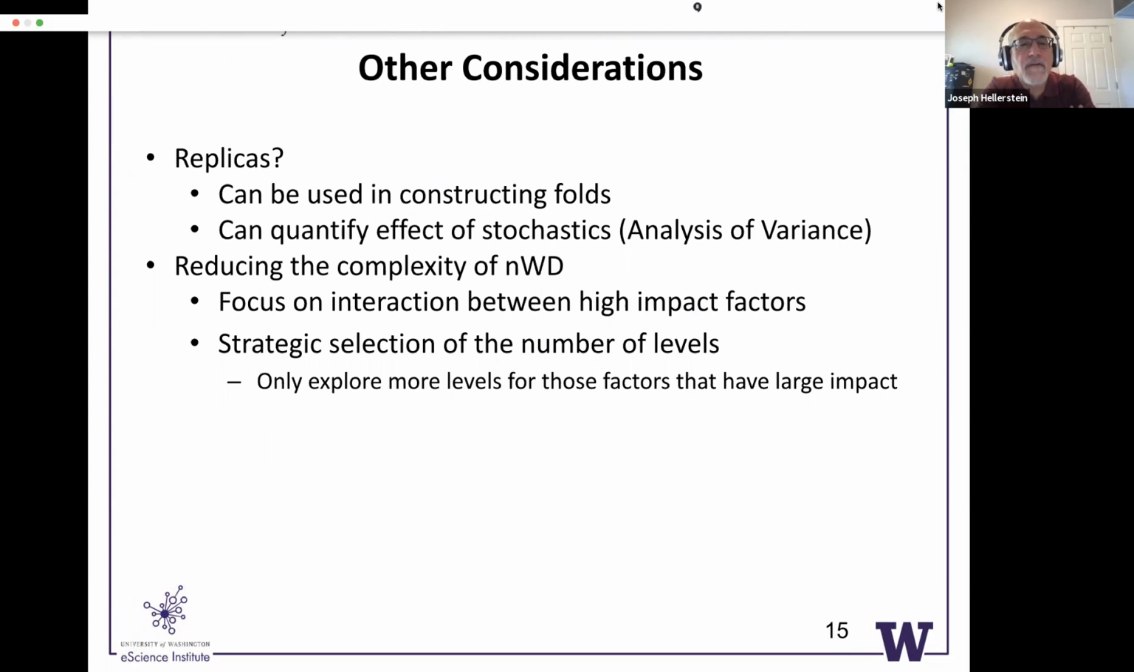You might do something with cross-validation, also quantifying stochastics. And then you've got the complexity of the design itself, because if n is larger, then you have more things you have to figure out in combination.